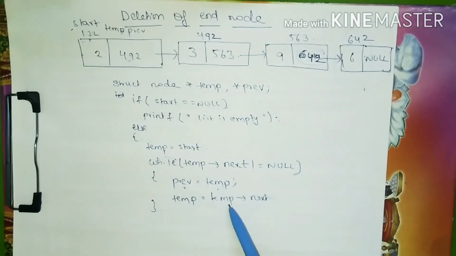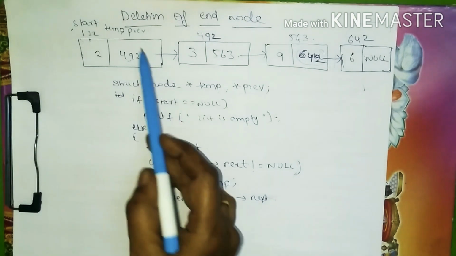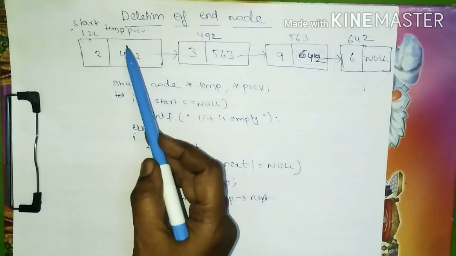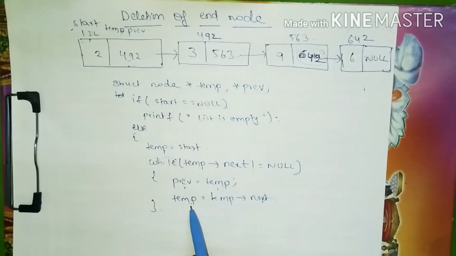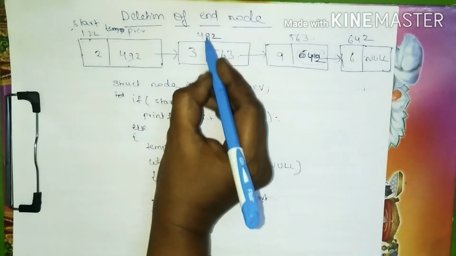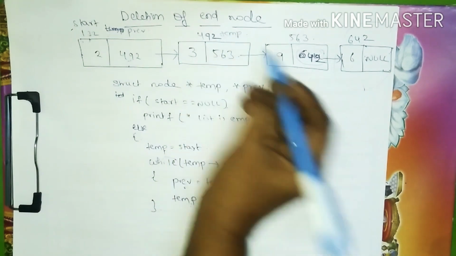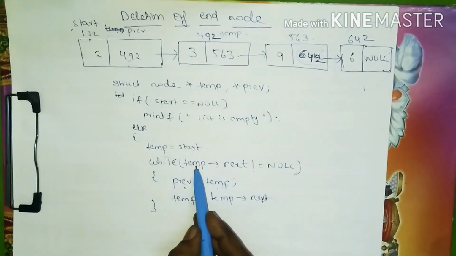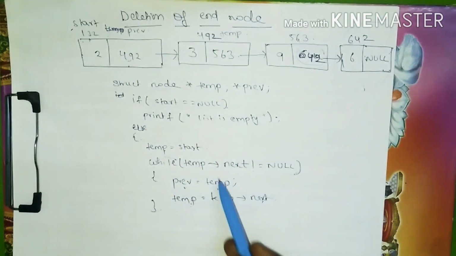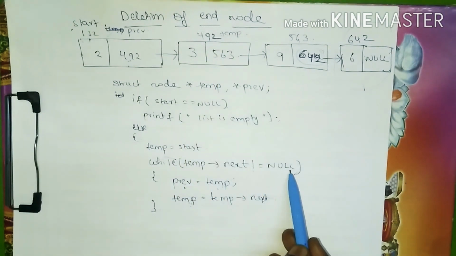Now I said temp is equal to temp next. Now temp next address I am storing into temp. What is the temp next address? 492. 492 gets stored into temp. Now what is the temp containing? Temp is containing 492. Now again come temp next. What is the temp next value? 563. 563 is not equal to null, satisfied?